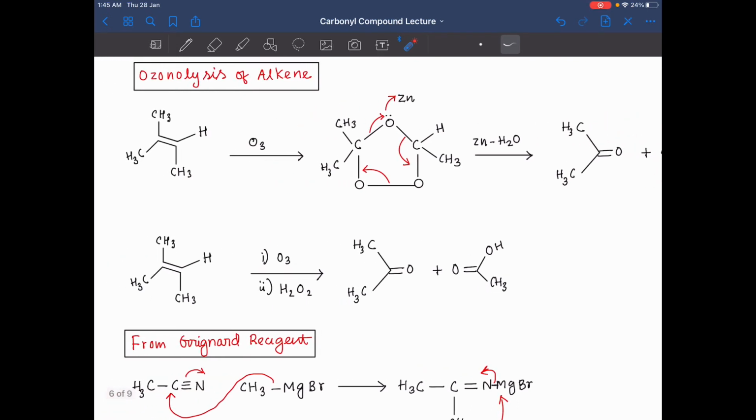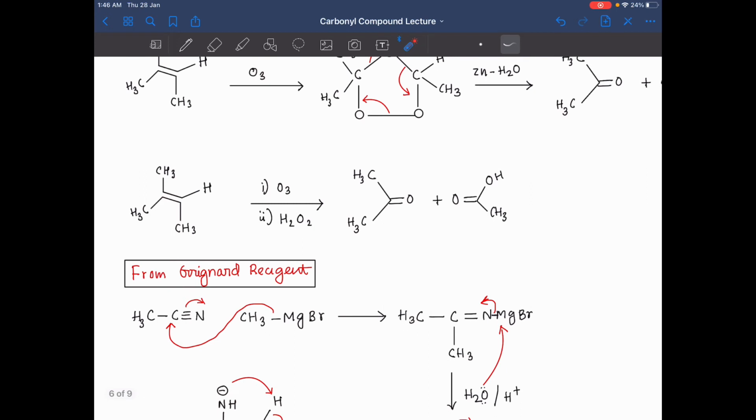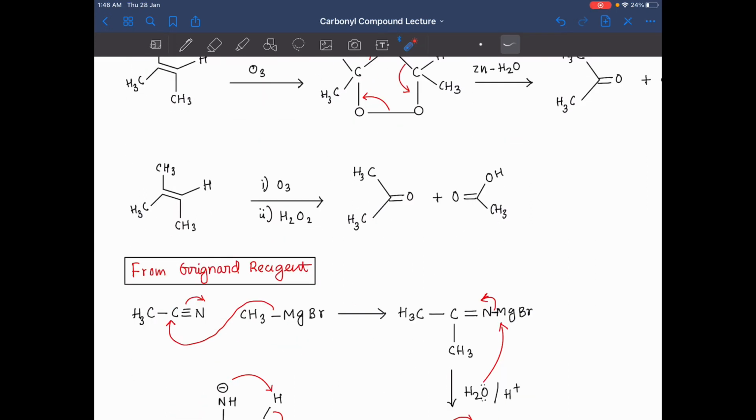For the trick, just remember to break this bond and add oxygen to the carbon, to this carbon. That will be your product in case of an alkene. Just break the bond and add oxygen. In this case also, just break the bond and add oxygen. And remember that if you use H2O2 instead of Zn/H2O, the aldehyde is further oxidized to acid.